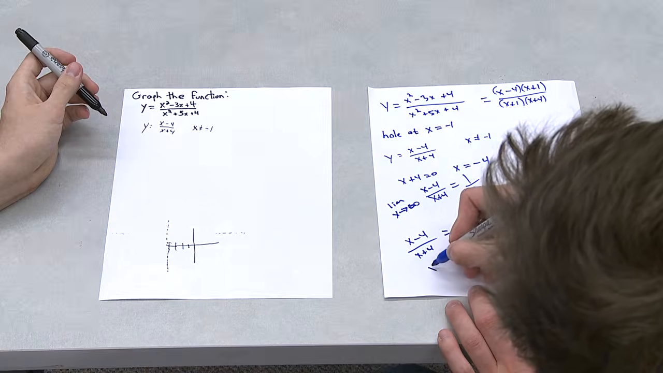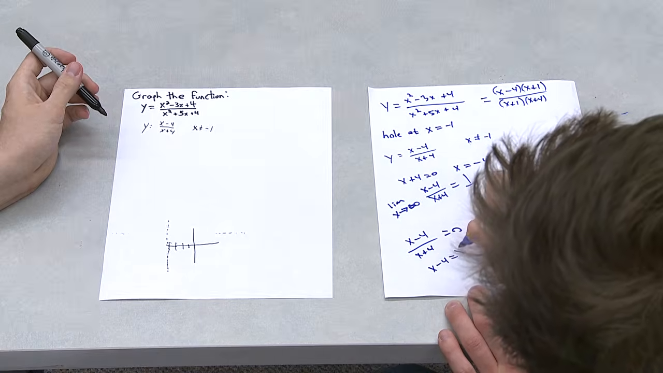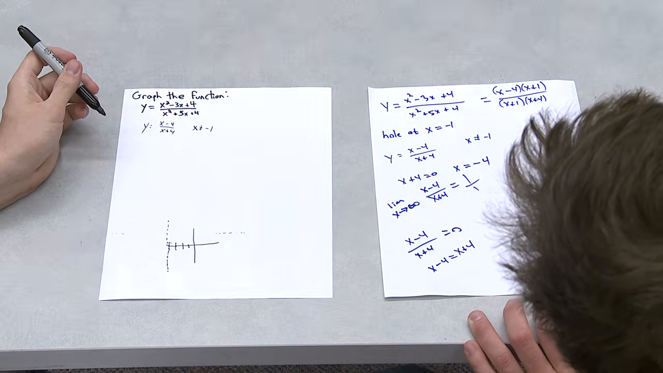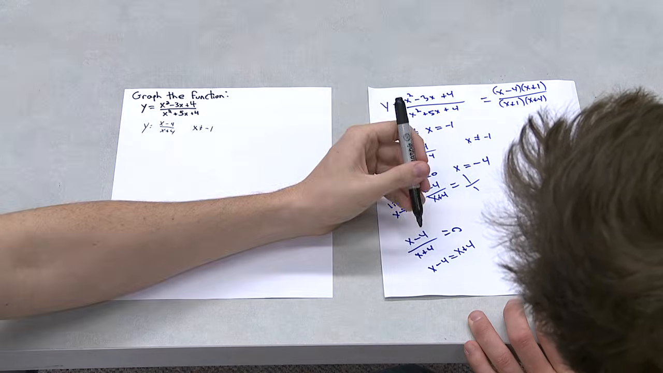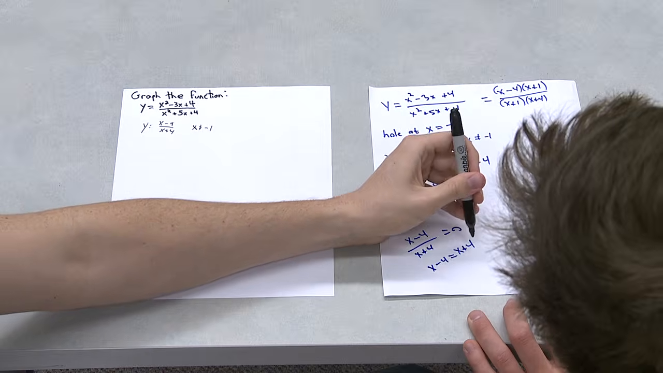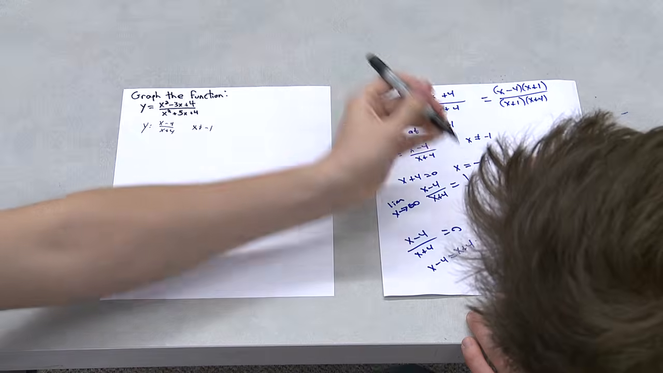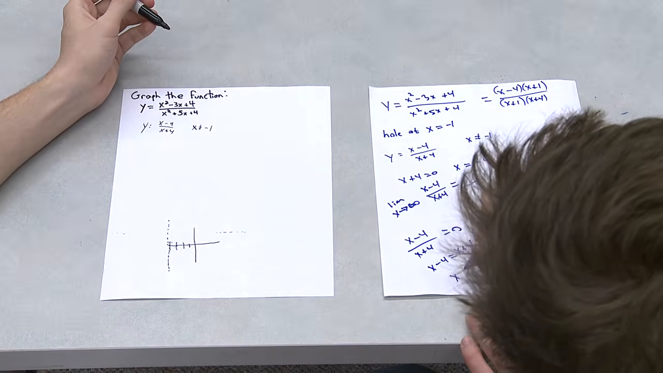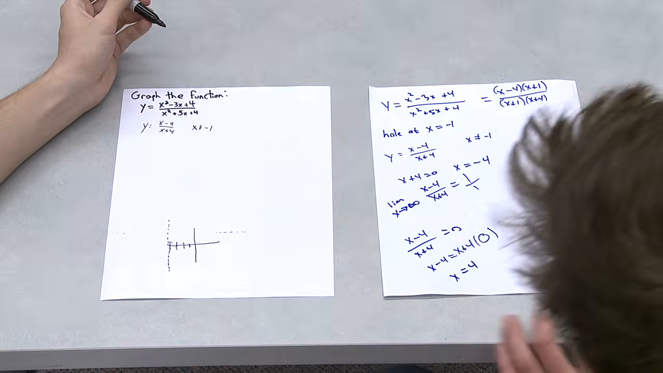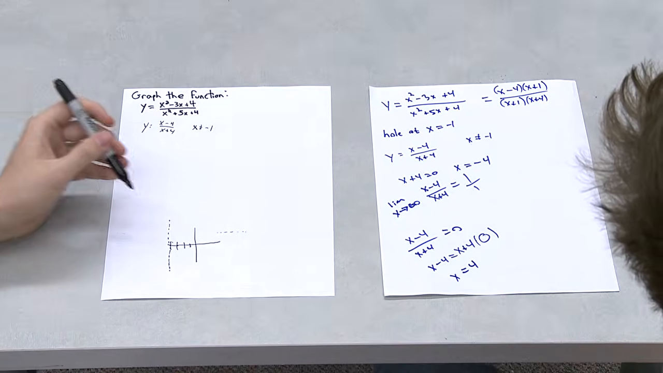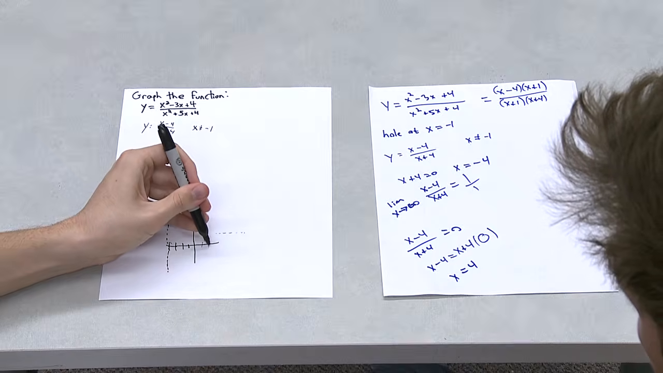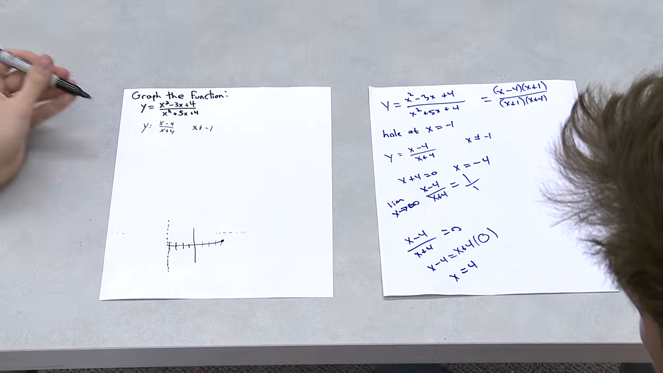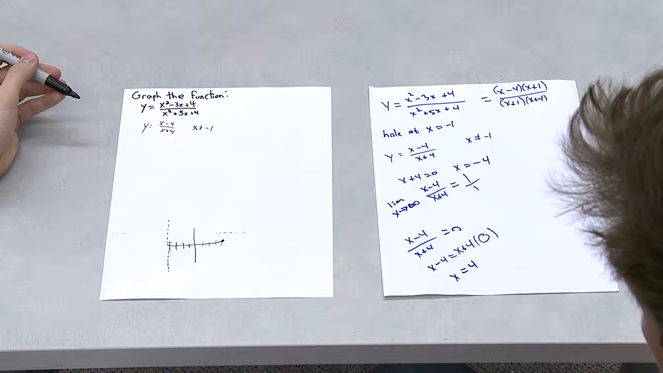No, because when you multiply this over, this would be this times 0. Right. So x is equal to 4. Correct. So at x equals 4, we have our x-intercept.